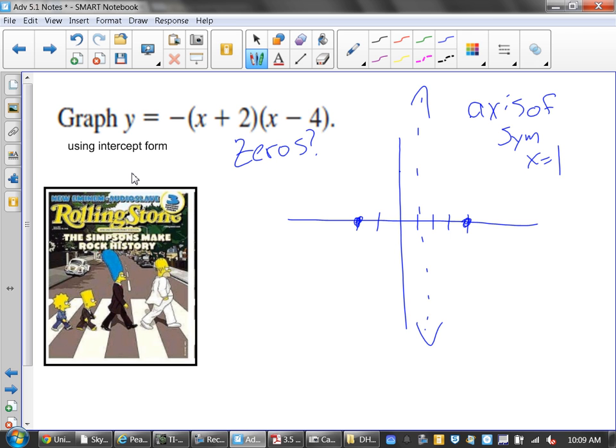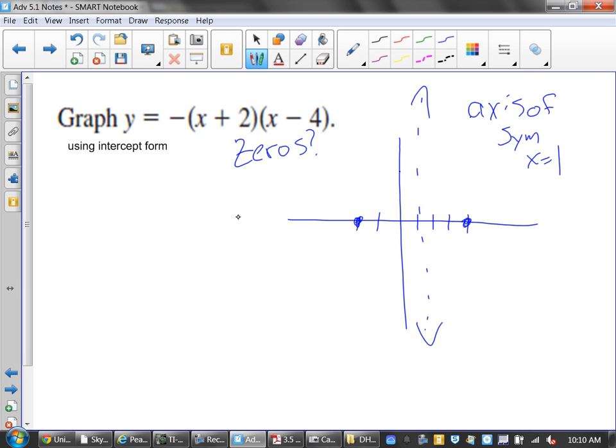Now, I need to find my vertex. I know that my axis of symmetry is at x equals 1. So if it's at x equals 1, that means my vertex is going to have an x coordinate of what? 1. So here's what we have to do. What's 1 plus 2? 3. So we have -1 times 3. And then what's 1 minus 4? -3. Sorry, I looked at the 3.